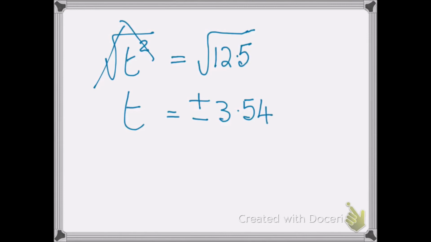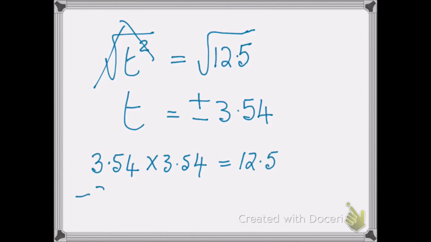The reason for the plus and the minus is that 3.54 multiplied by 3.54 gives us 12.5. Equally, minus 3.54 by minus 3.54 is equal to 12.5.